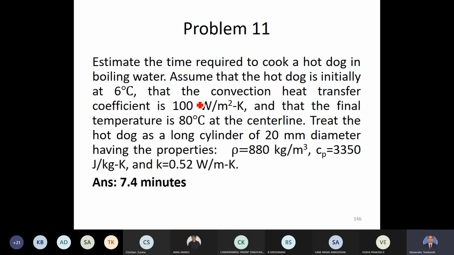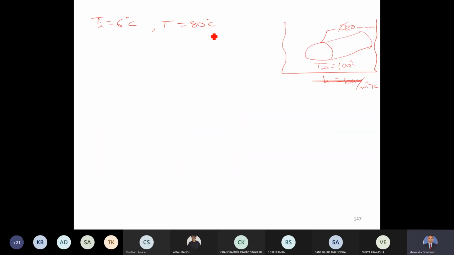Okay, so we have some properties given. We are asked the time, so basically this is a transient problem. The first step in any transient problem is to find out the Biot number. So Biot is H x by K. H is the heat transfer coefficient, 100. X for a cylinder is the outer radius divided by 2, divided by K.